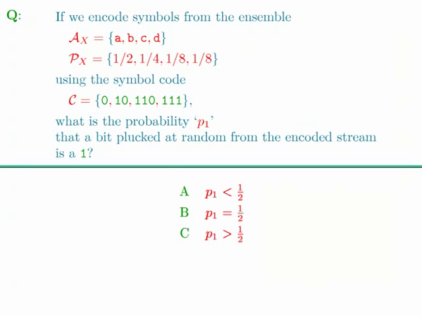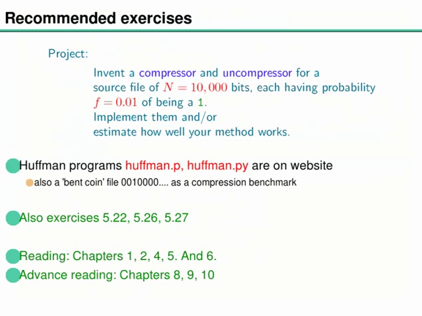A question that I will ask you next time is a final question about data compression. Here's the question. If we've got an alphabet A, B, C, D with probabilities a half, a quarter, an eighth, if we use this symbol code, so going back to symbol codes, then what's the probability that a bit plucked out at random from the encoded stream will be a one? We'll discuss that question as the first thing we do next time.